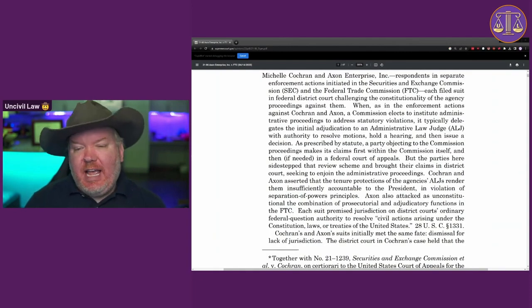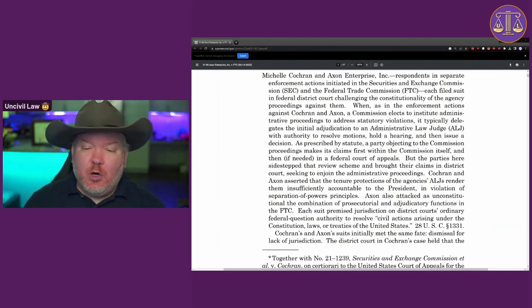Michelle Cochran and Axon Enterprise, respondents in separate enforcement actions initiated before the SEC and FTC, each filed suit in federal district court challenging the constitutionality of the agency proceedings that were opposing them. When, as in the enforcement actions against Cochran and Axon, a commission elects to institute administrative procedures to address a statutory violation, it typically delegates that authority to an administrative law judge, which has authority to resolve motions, hold hearings, and then issue a decision.